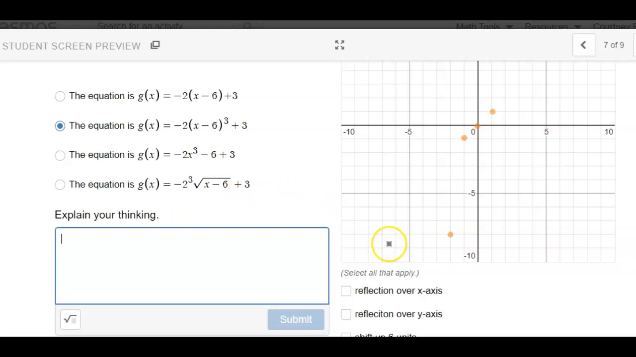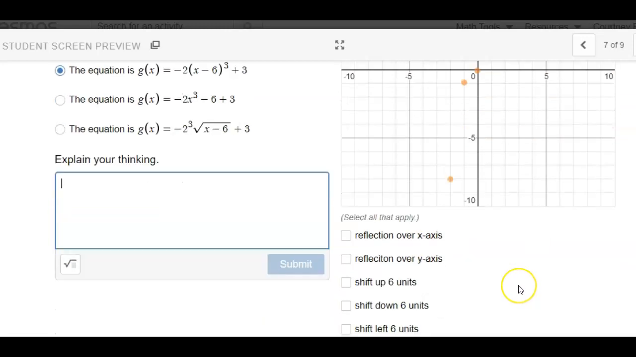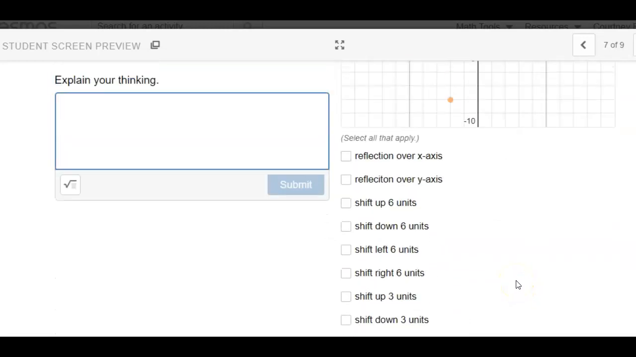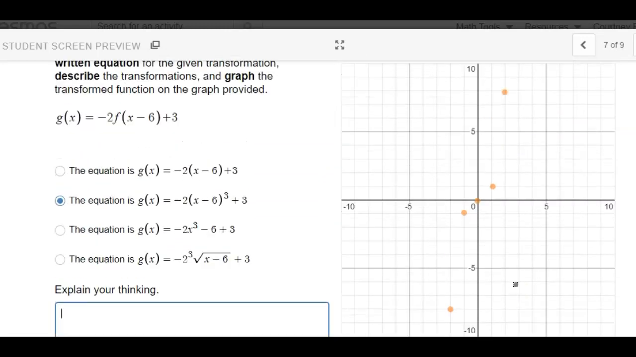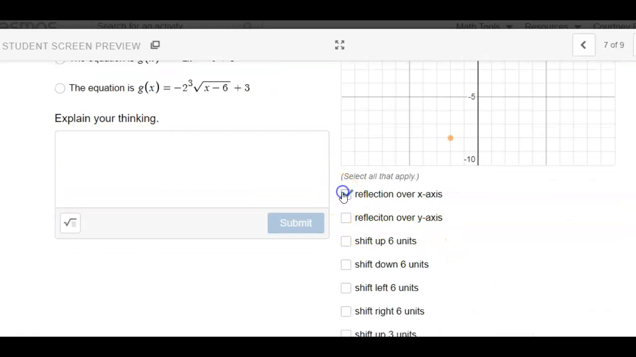Now, we need to determine the transformations that are happening, because if you look over on the right side, there's all of these possibilities. And you have to check the right ones, because if you check any of them that are wrong, or if you don't check one that's happening, then you're going to get this question wrong. So let's talk about the things that are happening. The first thing that I see is this negative outside. Well, this negative outside is vertical, because anything outside is a vertical change. So if I'm reflecting vertically, that's over the what axis? That's over this x-axis here. So I'm reflecting over the x-axis.